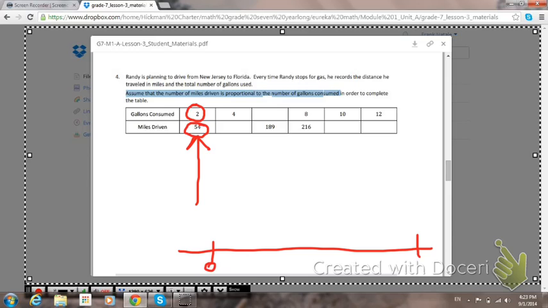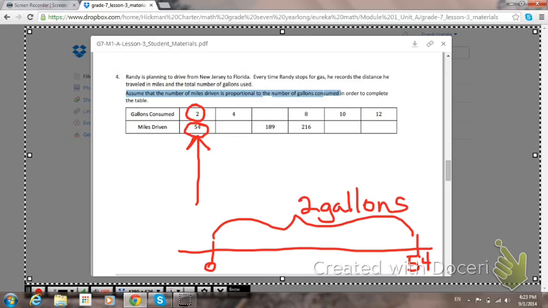That was 0. That's 54 miles. Right here, this whole thing took 2 gallons. So if 54 miles took 2 gallons, we would know that half of that, or 1 gallon, right here would have been 27, and that's just dividing 54 by 2. So in this case it's 27.